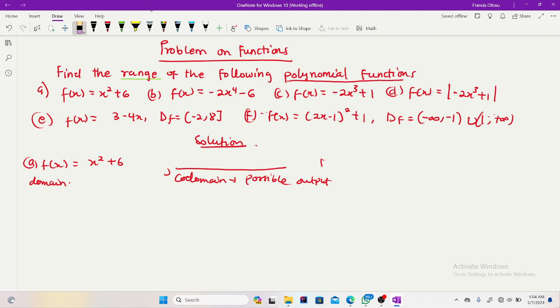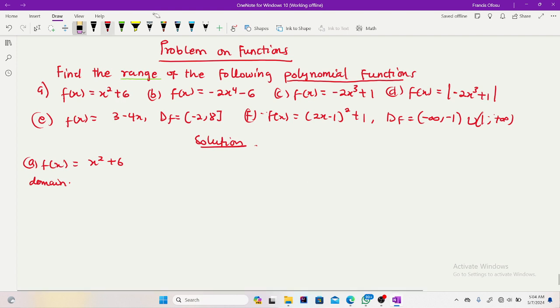Let's solve this question. It says f of x is equal to x squared plus 6. We weren't given any initial domain, and you know that for polynomial functions, the domain is the set of all real numbers, or negative infinity to positive infinity. To find the range is simply the output of this function after I have put in my domain.